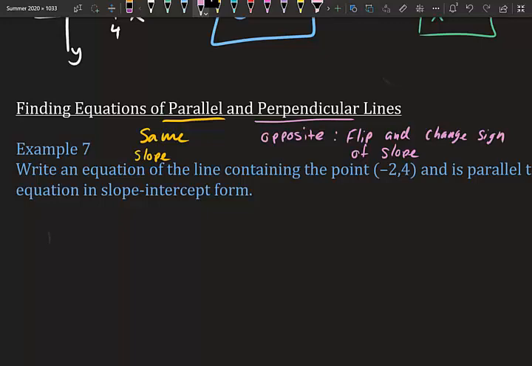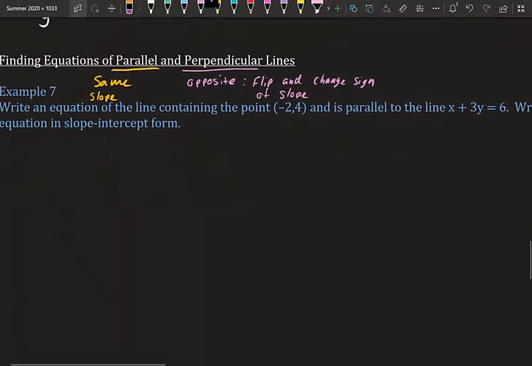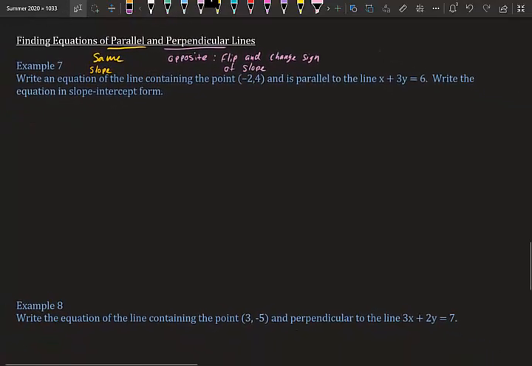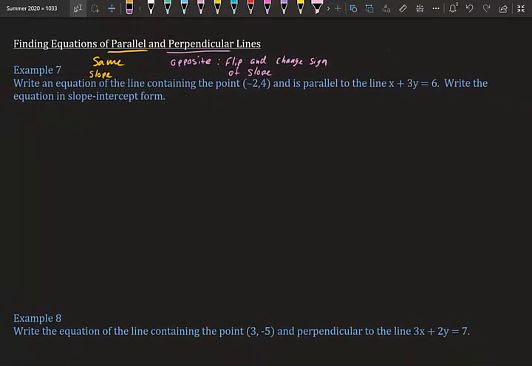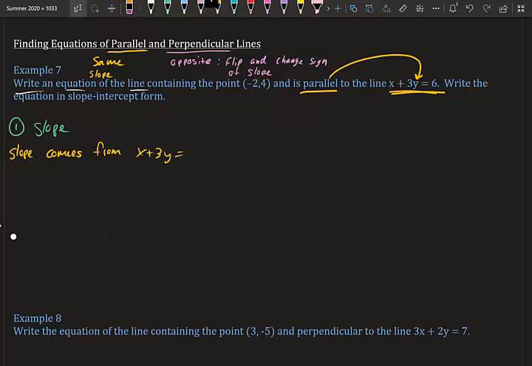Alright, let's write an equation of a line containing the point -2, 4 and is parallel to the line x plus 3y equals 6. Let's write the equation in slope-intercept form. Alright, we see write equation of a line. That means we bust out those steps. So our first step is to find the slope. So the slope, it tells us that it's parallel to this line. That means the slope comes from x plus 3y equals 6. And in order to determine the slope, we need to put it into y equals mx plus b.